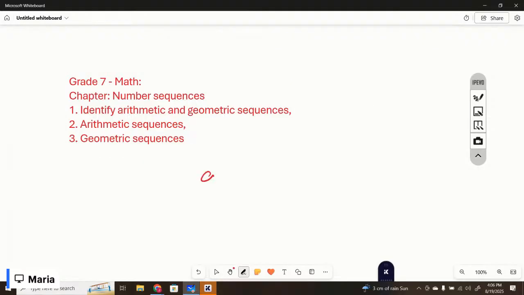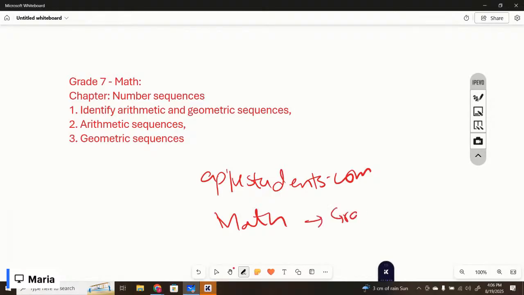You have to log in there. Email address and password are provided by the administrator. Select math from the subject tab, scroll down to grade 7 math and click on it. There you can find a list of the chapters.